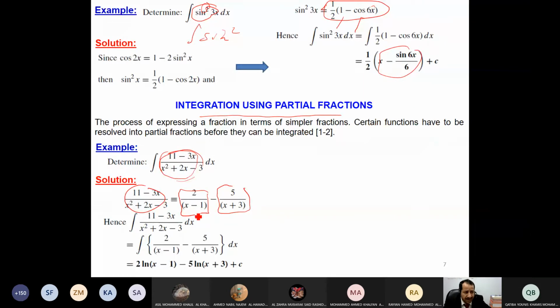When I got them, it's now easy to integrate, because take 2 outside. 1 over x minus 1 gives me ln. 1 over x plus 3 gives me ln. So in this way, I can solve the fractions.